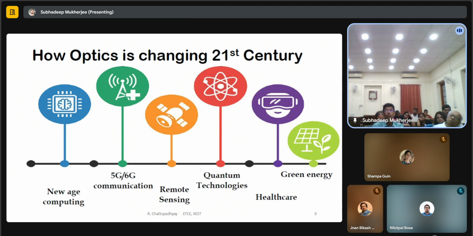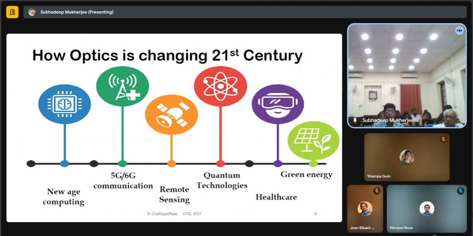There is also what is called photonic computing, which is not exactly quantum, but parallel processing using photons, so we can do some kind of matrix operations using very low-cost, compact devices. In 5G and 6G communication, light is playing a crucial role as well.